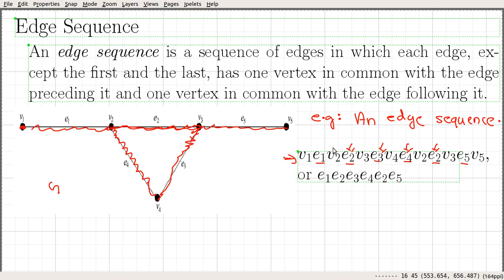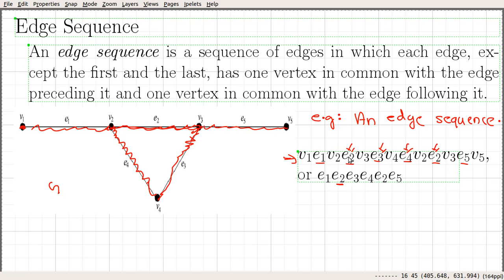Let me explain the definition using this example. An edge sequence is a sequence of edges in which each edge except the first and the last has one vertex in common with the edge preceding it and one vertex in common with the edge following it. For example, let's consider this edge E2. Edge E2 is preceded by E1 and followed by E3.